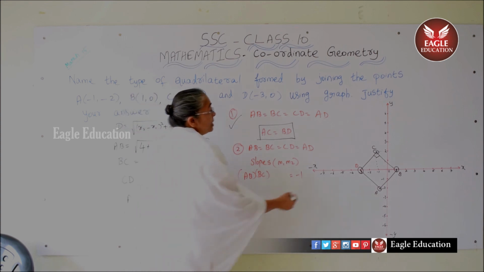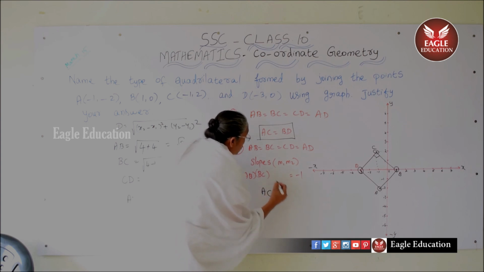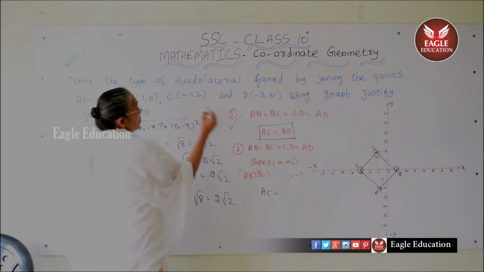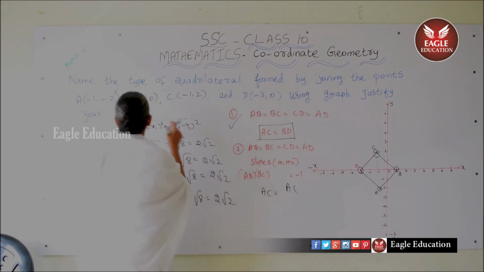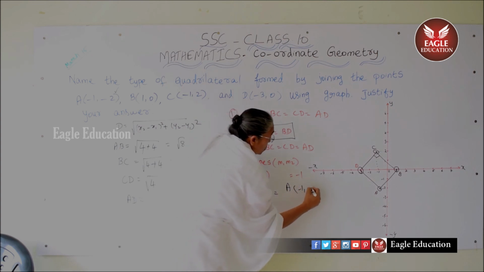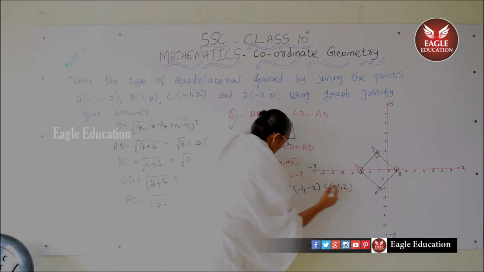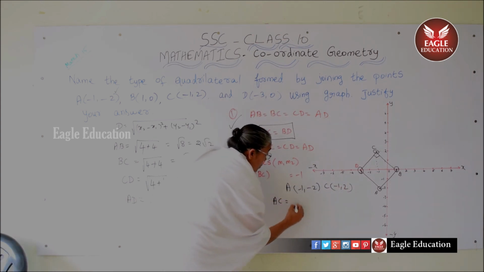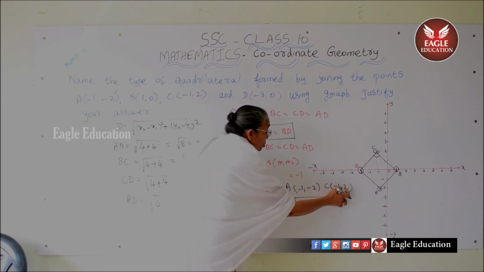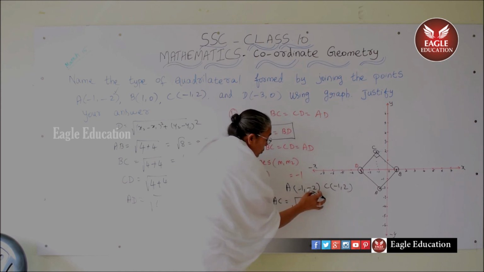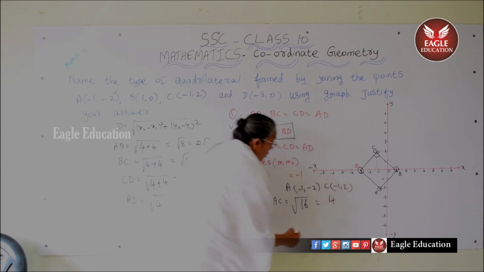So let us find the distance AC, that is the diagonal length. To find AC distance we have to use these two vertices. Let me write the vertices here. A vertex is minus 1 comma minus 2 and C vertex is minus 1 comma 2. Now the diagonal length AC equals root over minus 1 minus of minus 1, square, which is 0, plus 2 minus of minus 2, that is 4 square, root over 16, which is 4 units.